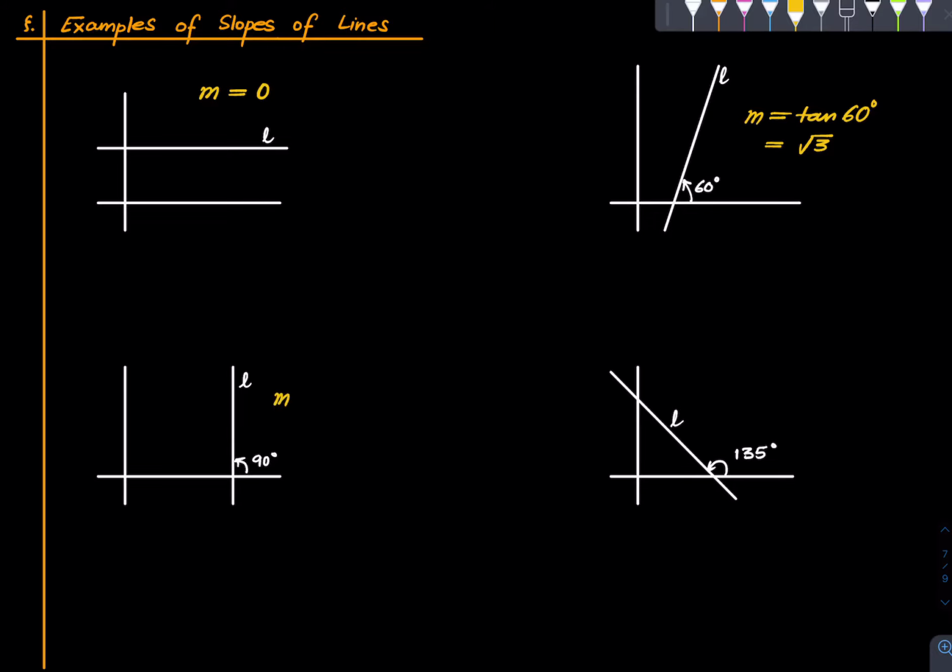Here m is tan 90, which is infinite. So the vertical lines pose a little bit of a problem here because you cannot really do algebra with the infinity symbol in any meaningful way. So they do cause some problems, but it is what it is. So here the slope is infinite, and here the slope is tan 135, which I believe is minus 1. It has to be minus 1. So slope can be negative, positive, infinite, 0, anything. Okay.